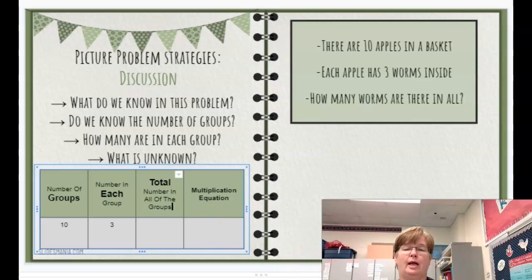How are we going to figure that out? Are we going to use an illustration and do equal groups? Are we going to use repeated addition? Or are we going to use multiplication? So I'm going to choose here to do repeated addition. That's going to be 10 groups of 3, so 3 plus 3 plus 3 plus... until I get 10 threes.